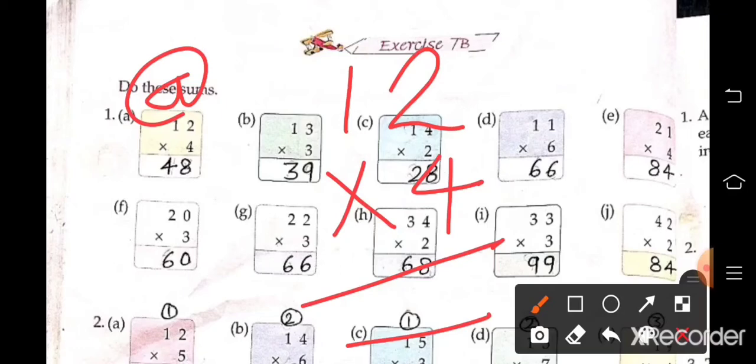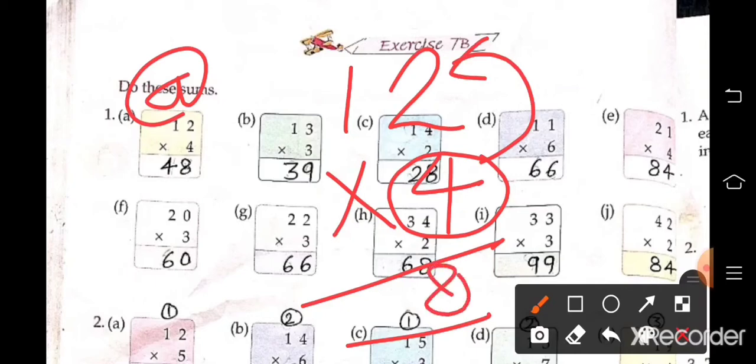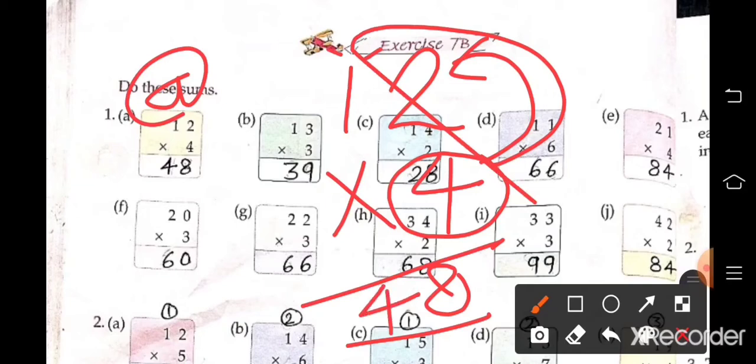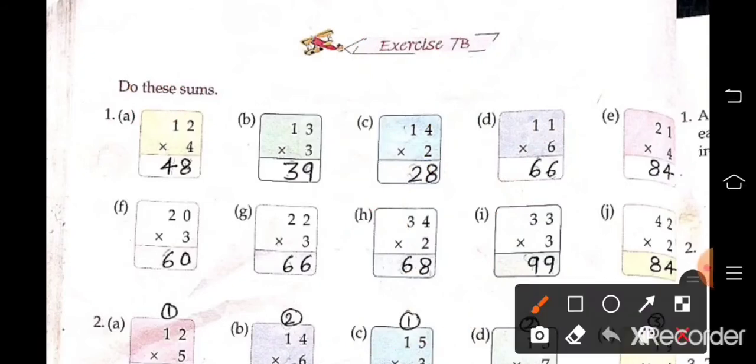Okay, so now first read the table of 4, 2 times. 4 2s are 8. Now read again table of 4, 1 time. 4 1s are 4. Answer will be 48. Okay. Now the B part, 13 multiply 3.